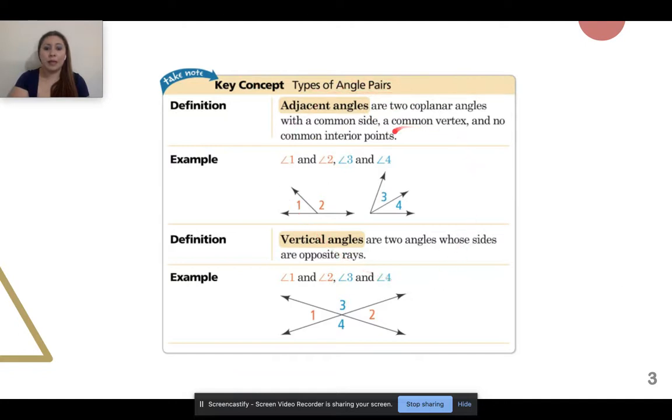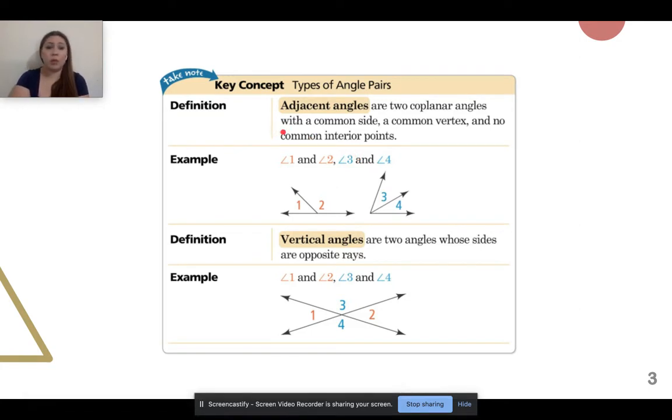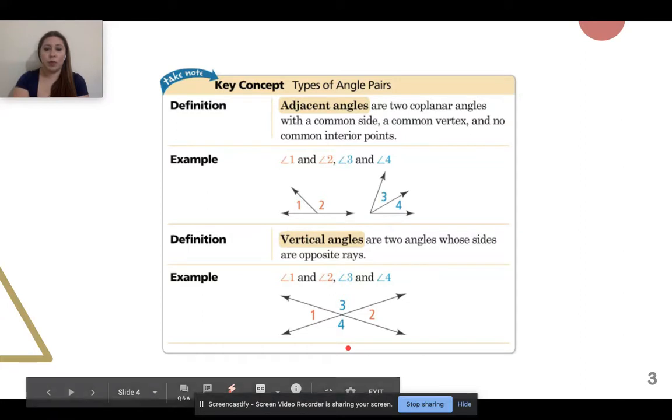Again, you don't have to copy this down because it's identical information to what we already talked about, but just in case you wanted to see it in a different way, here it is. If you want to copy it down, by all means, press pause and copy it down. Adjacent angles are two coplanar angles with a common side, a common vertex, and no common interior points. So 1 and 2 are adjacent angles. 3 and 4 are adjacent angles. Vertical angles are two angles whose sides are opposite rays. So 1 and 2, and 3 and 4.